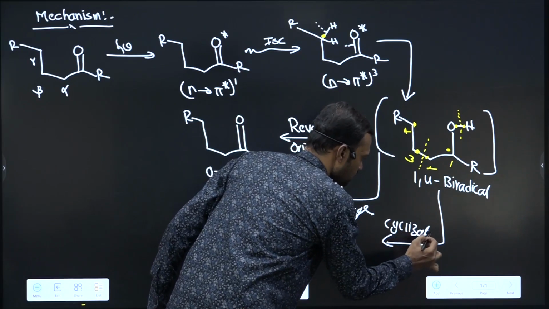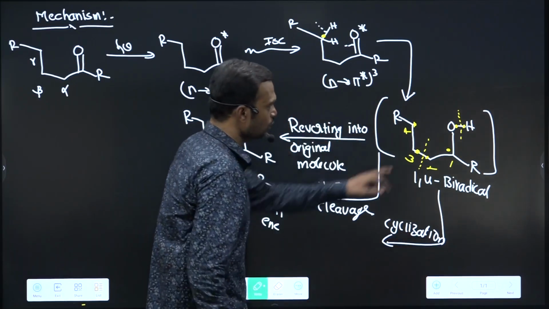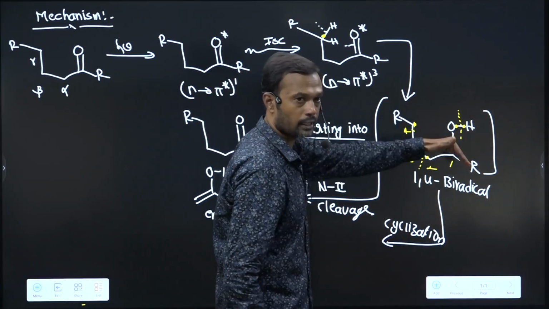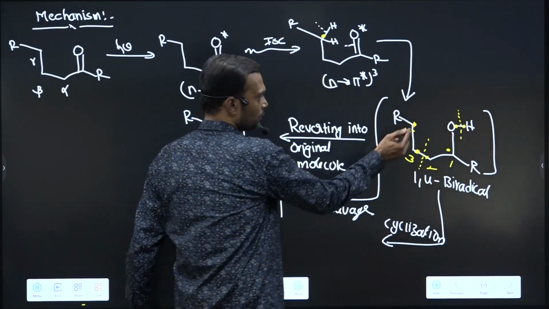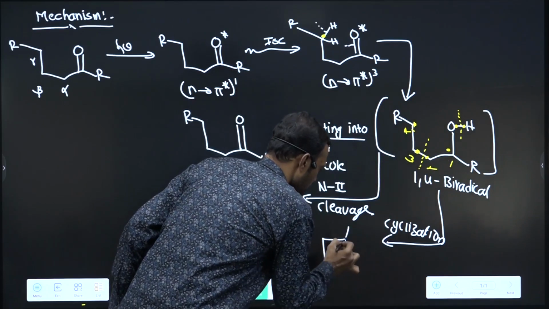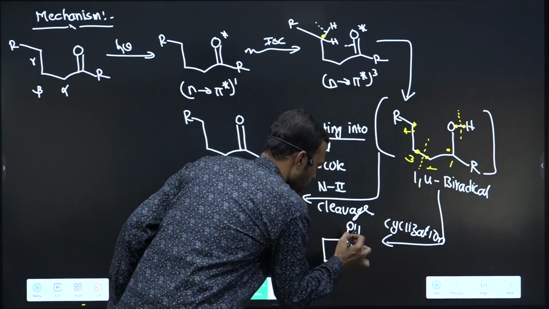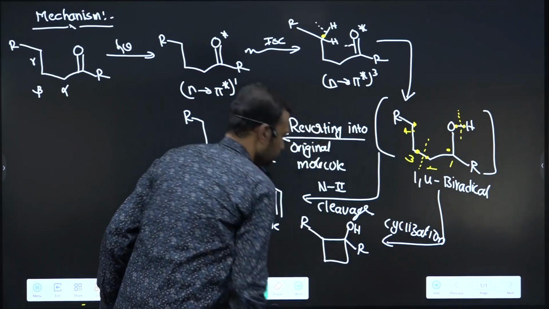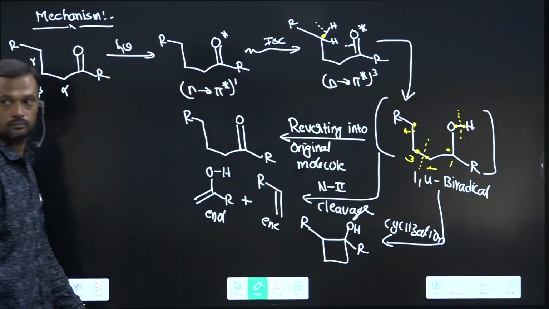Cyclization, Yang cyclization. Now see, these two radicals are directly interlinked. These radicals combine together and form a 4-membered ring. This is OH and this is R. Now, three products.